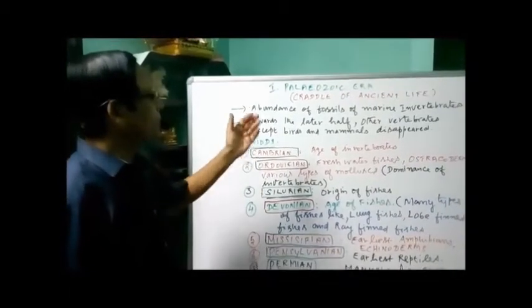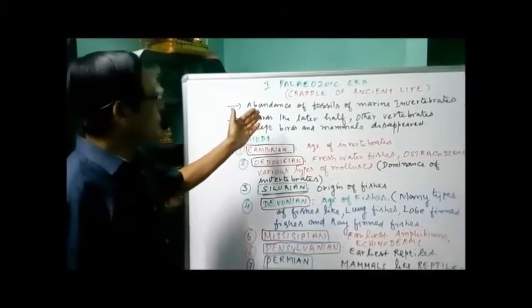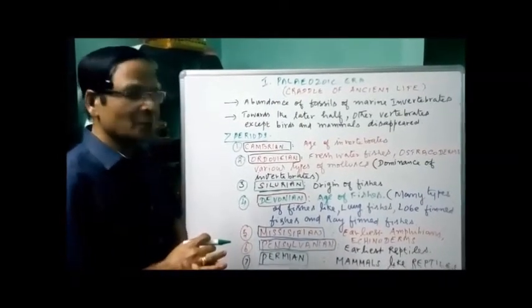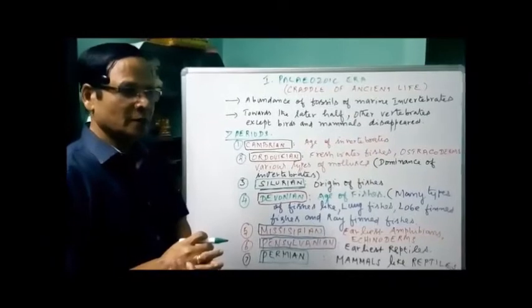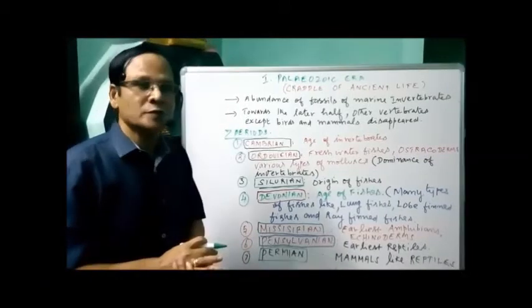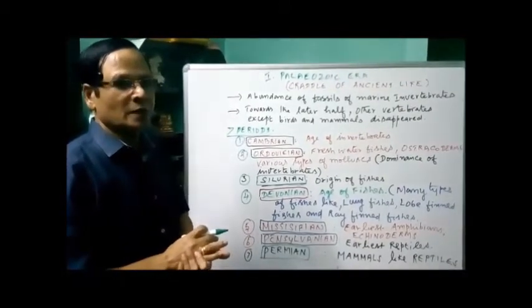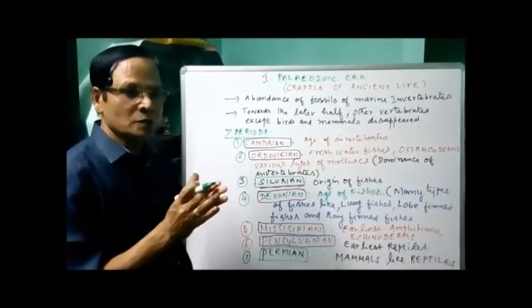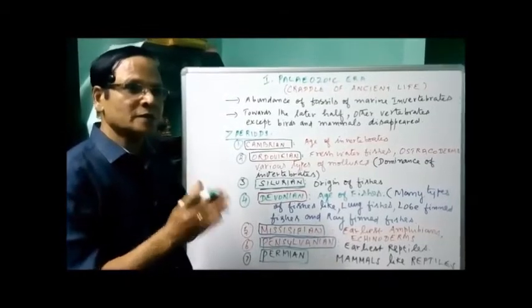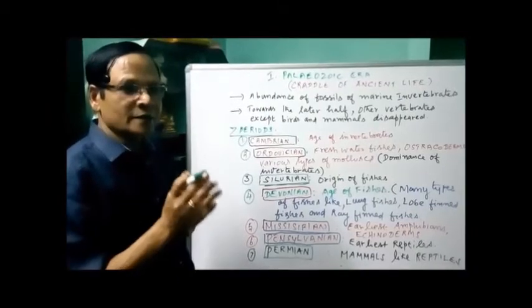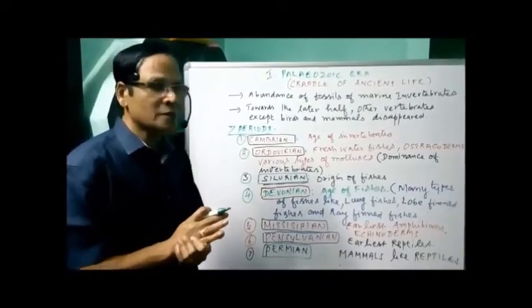Now let's see the importance of the Paleozoic era. It was aptly called the cradle of ancient life because more fossil forms, more animals and plants, the primitive forms, were dominant during that period. Here we have seen an abundance of fossils of marine invertebrates. Later, two thirds of the marine invertebrates and other animals disappeared. Towards the later half, other vertebrates, except the birds and mammals, appeared.